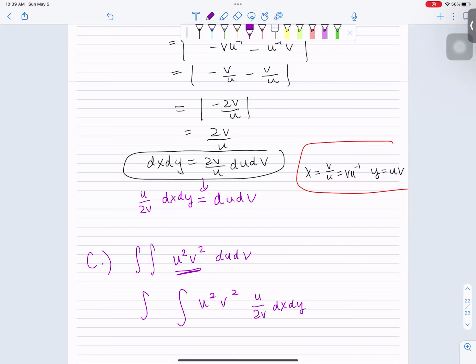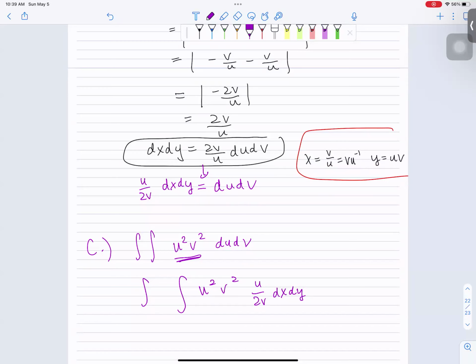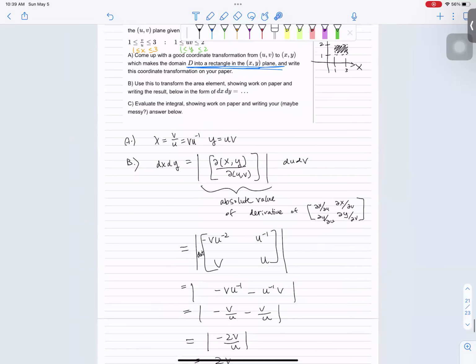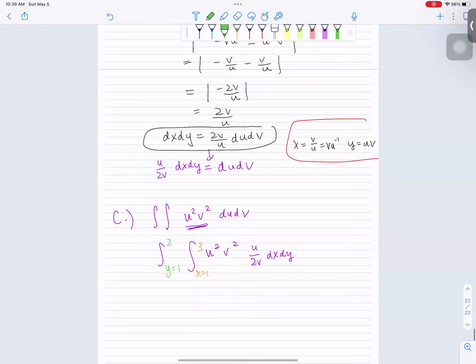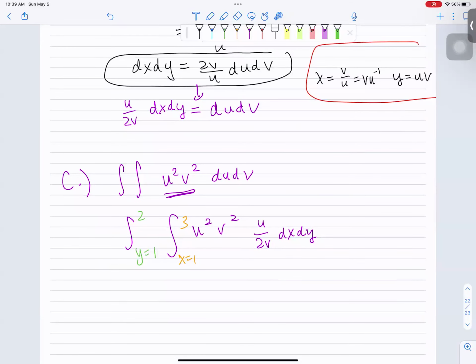So I have a double integral like that. What are my bounds? We found x is between 1 and 3, y is between 1 and 2. So now we have to worry about getting this integrand all in only x's and y's. What can we do? Notice that y is uv, so u squared v squared could just be y squared. This part, that's y squared.